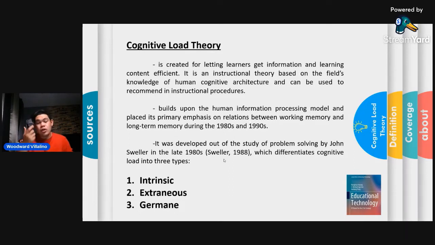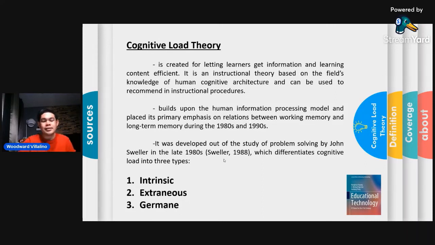As we've seen in the video, there's a working memory, and when it's full already, the information may be forgotten or may be placed in the long-term memory. So this is the definition of cognitive load learning from the 1980s and 1990s. It was developed out of the study of problem solving by John Sweller in the late 1980s, which differentiates cognitive load into three types. So, here are the three types of cognitive load. We have the first, which is intrinsic, number two, extraneous, and number three, germane.